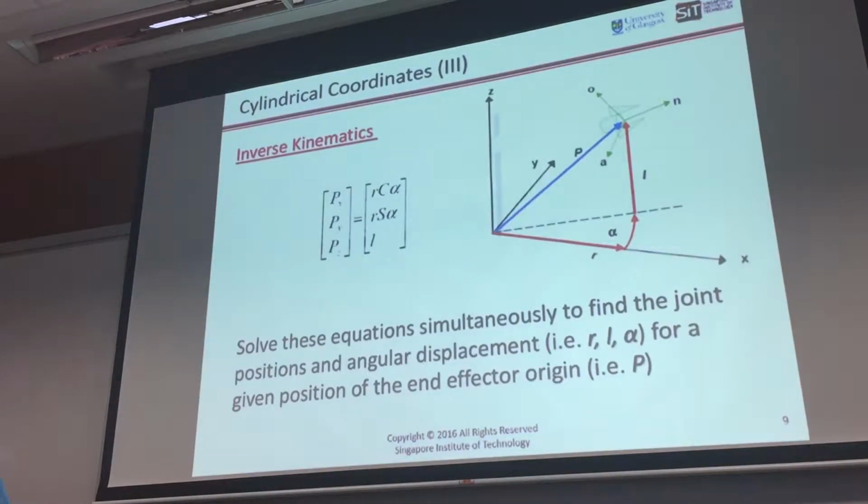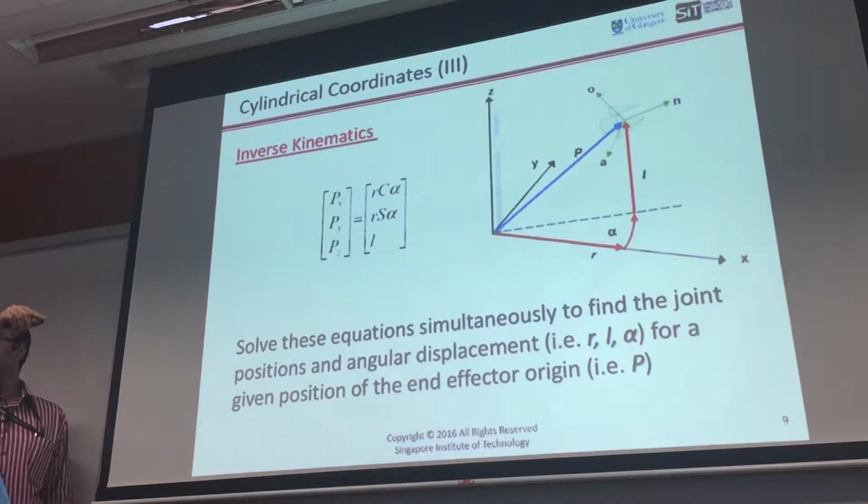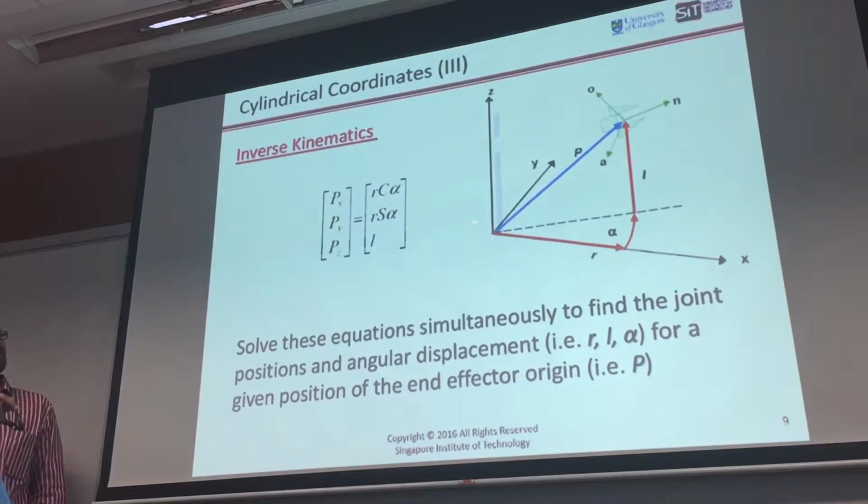So for this, when you are given an end effector point, I want to reach this x, y, z location, you are just supposed to solve these three equations. So your L is straightforward. This is the part which I will go through with you, how to solve it.